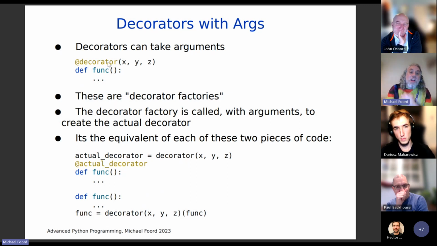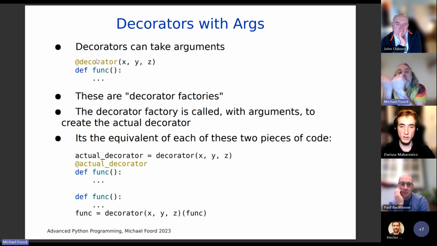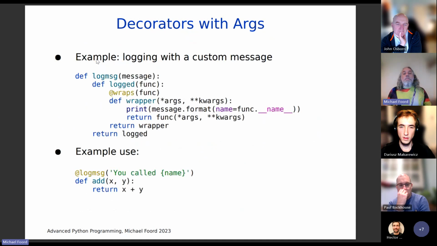So this code here, at decorator XYZ, is effectively calling decorator with XYZ. This gets the decorator itself, and the decorator is used. So it's exactly equivalent to this code. And it's also exactly equivalent to this code. First call the decorator with XYZ, that gets us the decorator. So decorator factory is a useful name. Decorator here is a decorator factory. We call it with the parameters XYZ, and it builds a decorator for us.